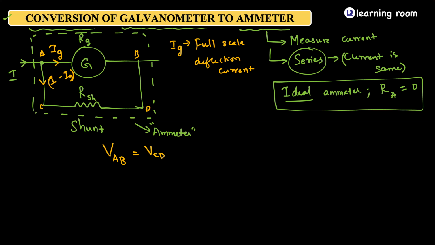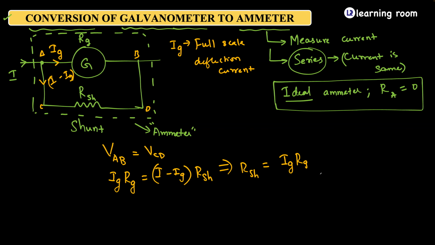Makes sense? So what is the value of VAB? Ig into Rg. And VCD is going to be I minus Ig into R shunt. So what should be the value of R shunt? It is going to be Ig into Rg, the whole divided by I minus Ig. Am I clear with this point? So this should be the value of the shunt resistance that you need to connect.